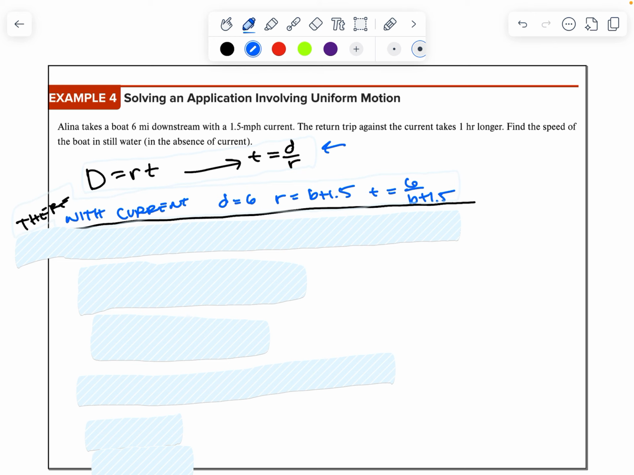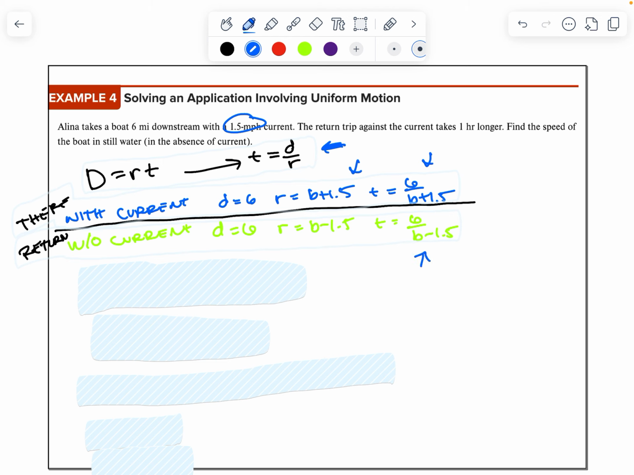So our time with current, I just have all these things labeled. Our distance is 6. Our rate is 1.5 plus whatever our boat's going, right? And our time, I just solved again for t here so that I could have time listed. On the way back, our distance is still 6. She's driving the same 6. The current is hurting you. And a time, again, I just have that solved right here. D over R.